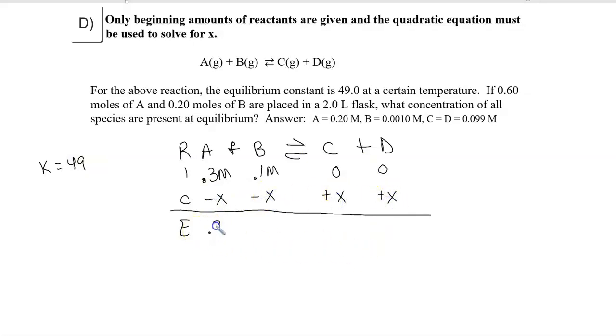So you get 0.3 minus X, 0.1 minus X, 0 plus X is X, 0 plus X is X. On top, you will get X to the first times X to the first, so you're going to end up with X squared on top. You're going to end up with 0.3 minus X on the bottom and 0.1 minus X on the bottom to the first. And we're going to set that equal to 49.